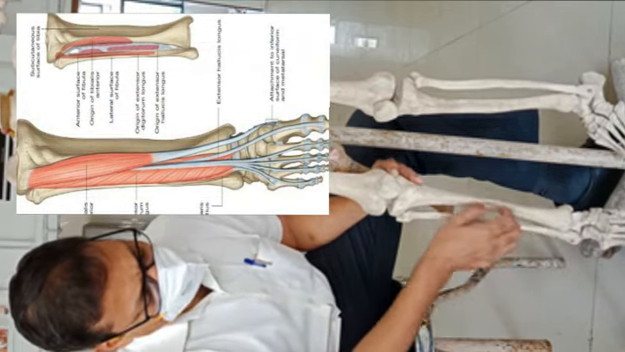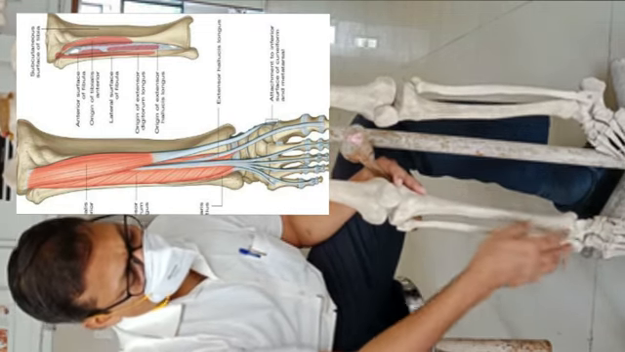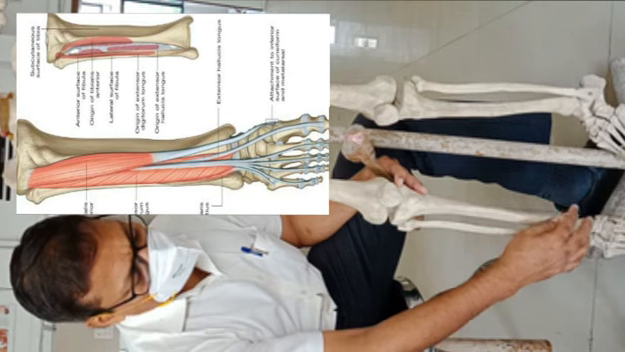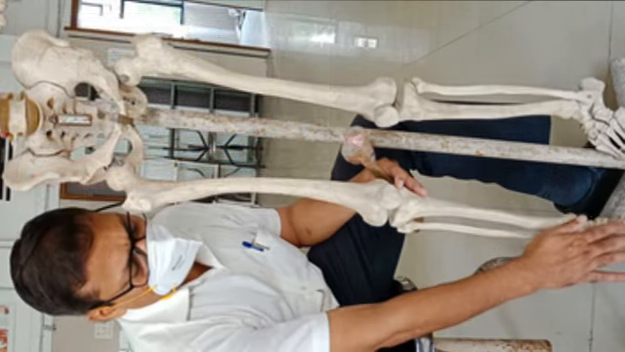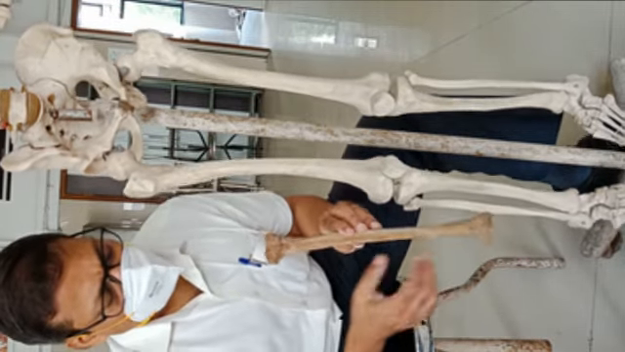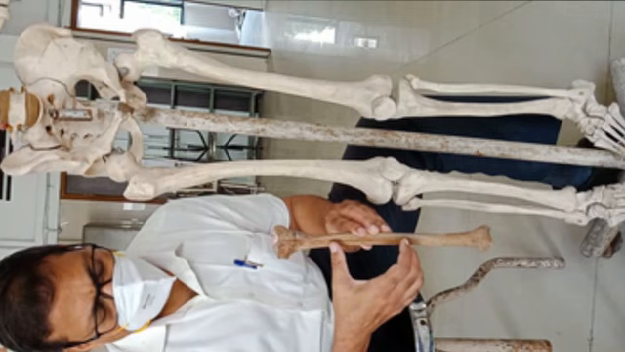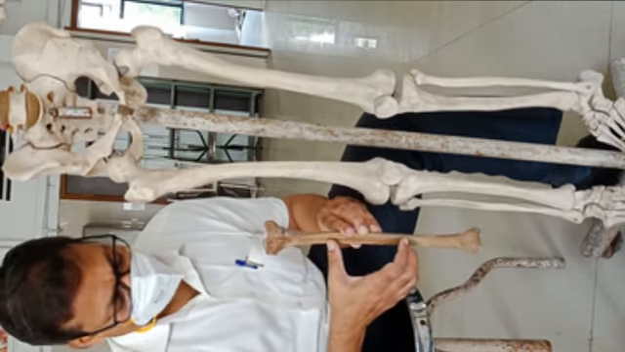These four muscles are coming down to the dorsal surface of the foot. All these structures come below the extensor retinaculum and go to the dorsal surface of the foot. So what we see here, in the upper part of this lateral surface, we are getting the origin of tibialis anterior.